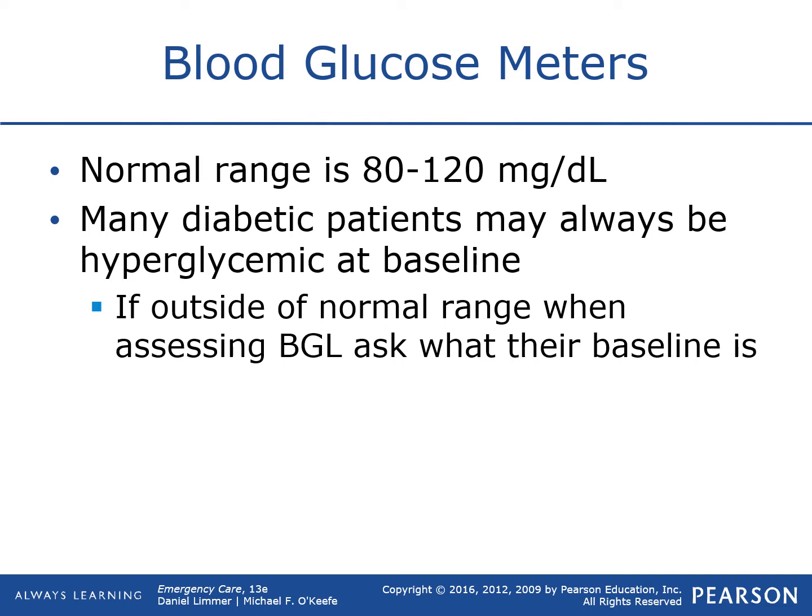So if you find someone who is hyperglycemic when you're assessing their blood sugar, say that you get 275 for a blood sugar level, which is very high, ask them what their baseline is, because their baseline might be 350. So if their baseline that they get every single day, and they've had that for years, is 350, and you get 275, that's actually lower than what they normally operate at.